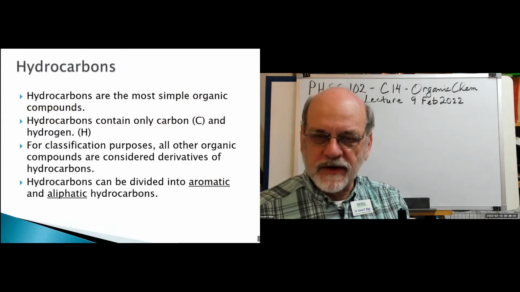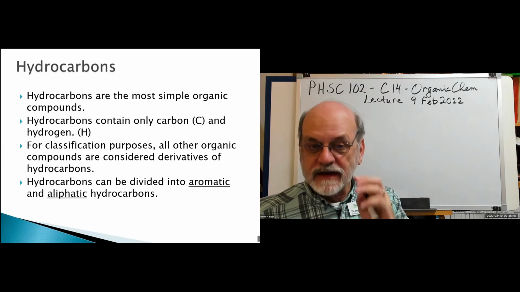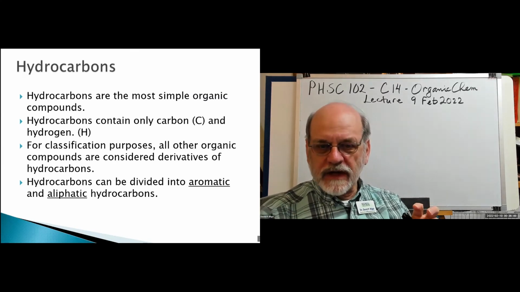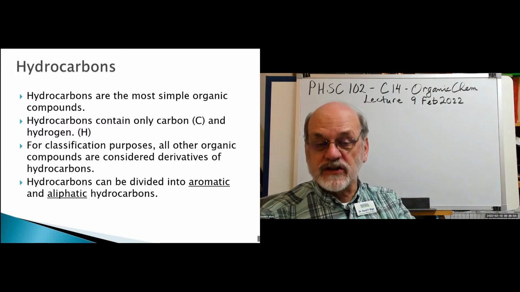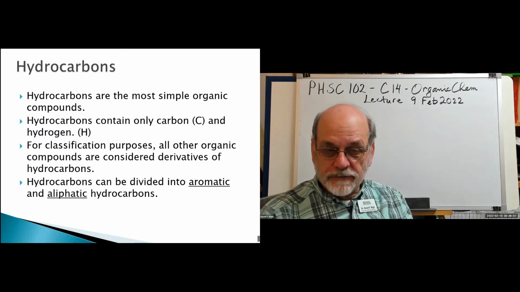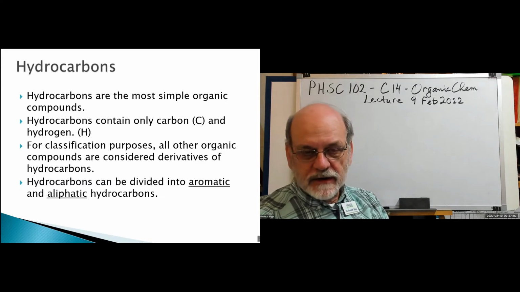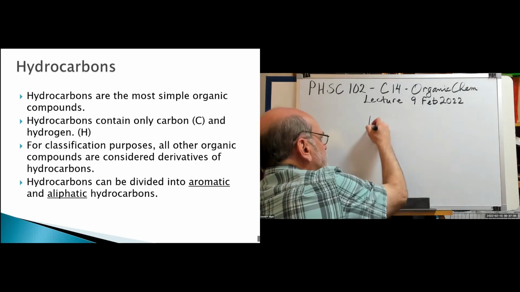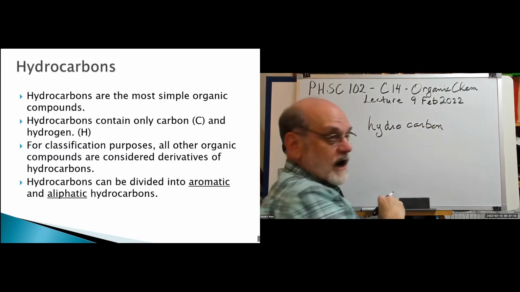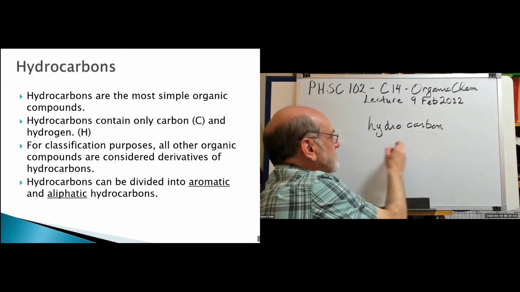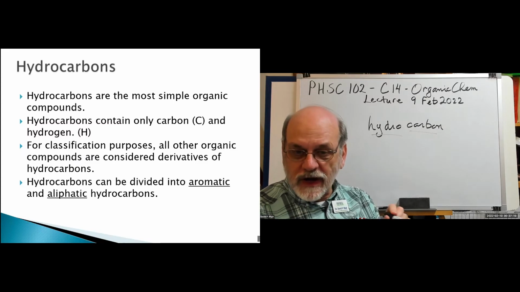Okay, so now that we know how many bonds each of the elements can have and should have in an organic compound, we'll look at the various classifications of organic compounds. And the first one is actually the simplest type, hydrocarbons. Hydrocarbons are just what it says, carbon and hydrogen. That's all there is in the compound, just those 2 elements.